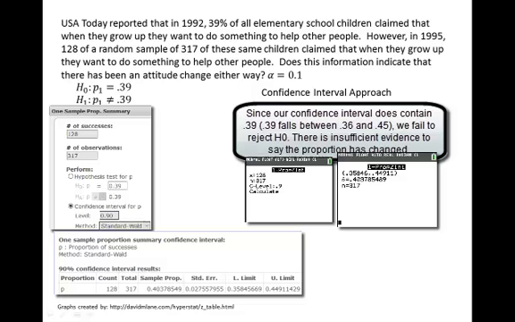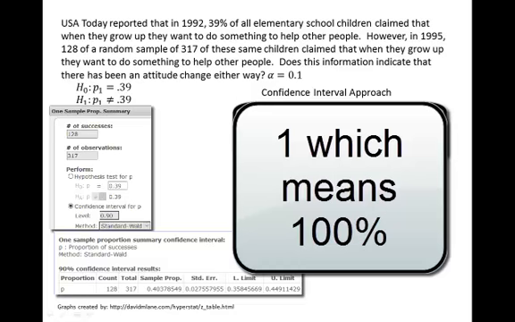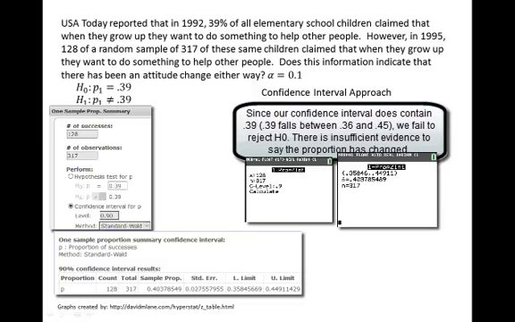Confidence interval approach, we use 1-prop-z int. C level, make sure you're paying attention to alpha. So alpha is 0.1. So when we add the C levels together, that should give us the right value. And here's our confidence interval. Since our confidence interval does not contain the hypothesized value, we fail to reject the null hypothesis.